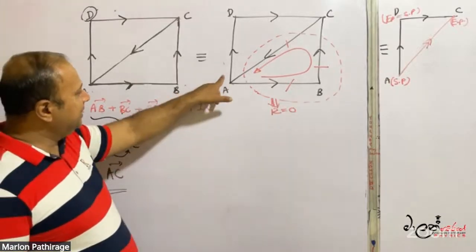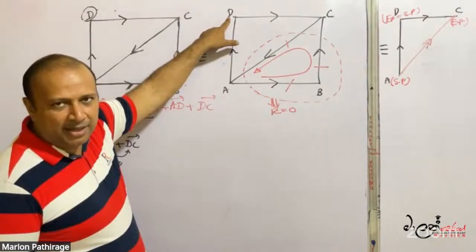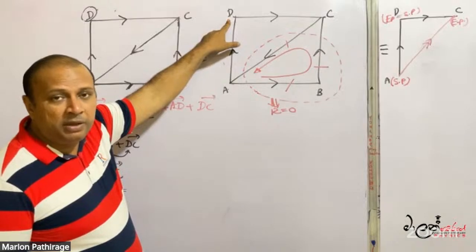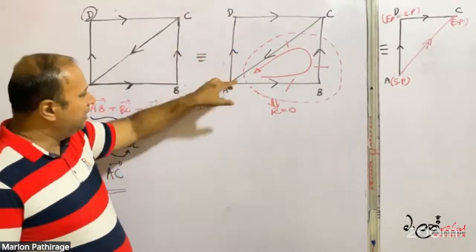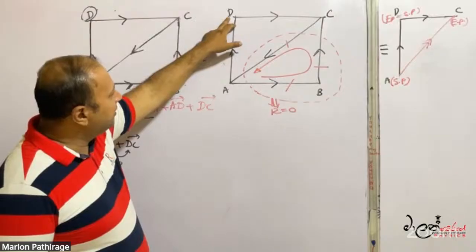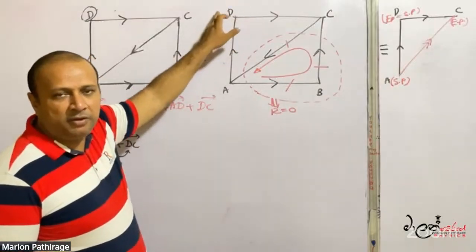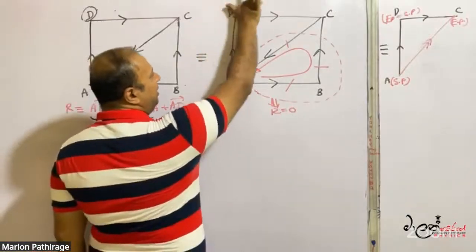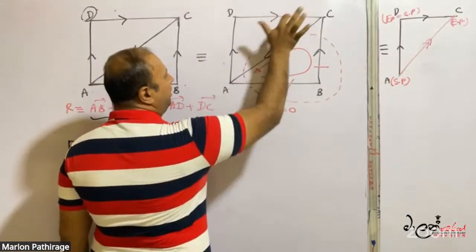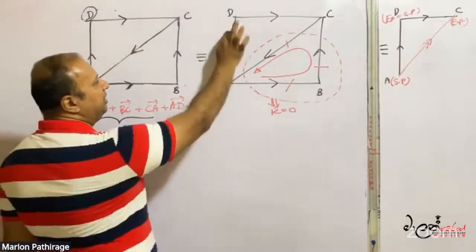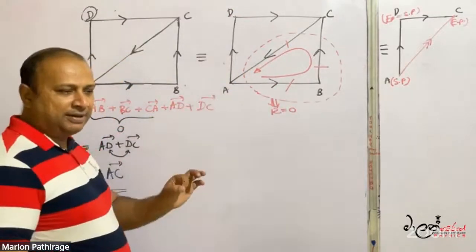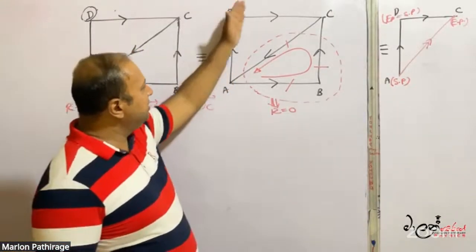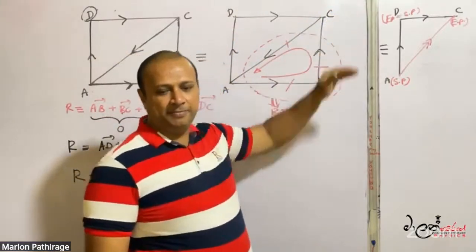You have to consider vectors whose endpoint and starting points overlap. If you consider these two vectors, the endpoint of the first vector and the starting point of the second vector overlap. If they are moving in the same direction, definitely the endpoint of the first vector and the starting point of the second vector should overlap. Then instead of these two, I can take the resultant vector.